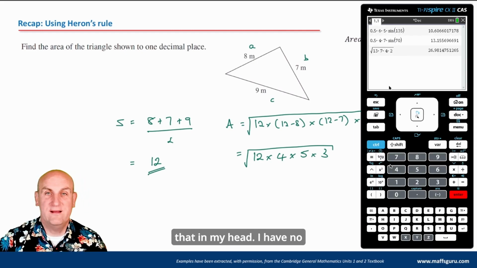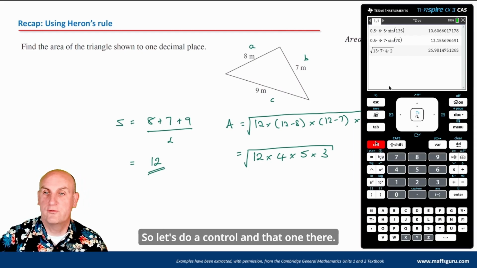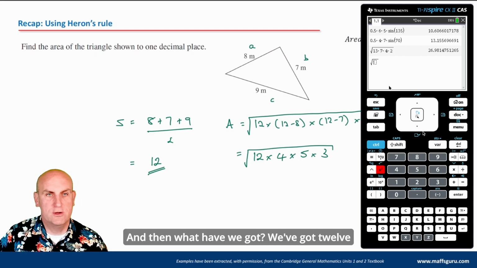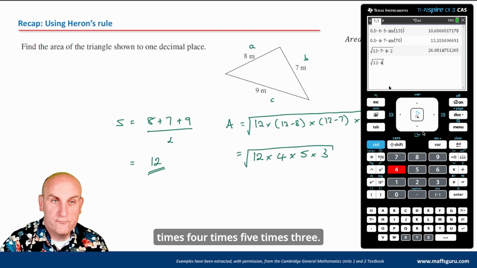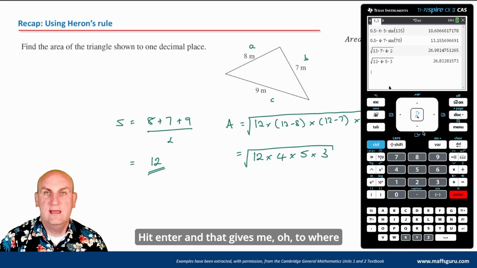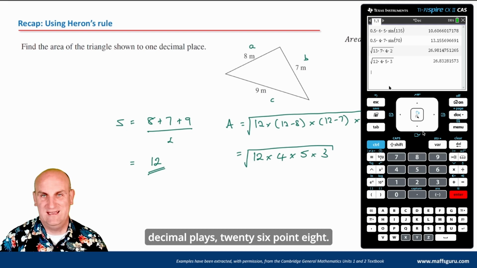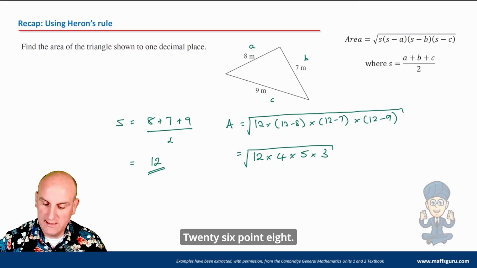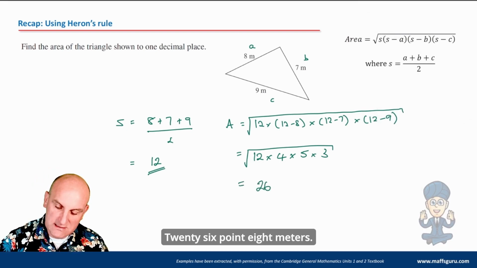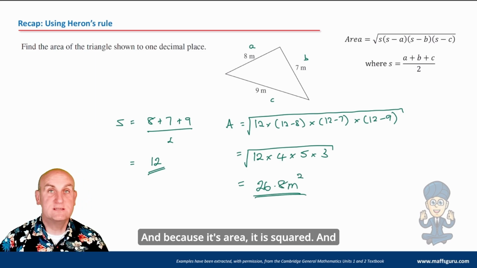Again, cannot do that in my head. I have no interest in doing it in my head. So let's do a control and that one there. And then what have we got? We've got 12 times 4 times 5 times 3. Hit enter, and that gives me, to a decimal place, 26.8. 26.8 meters. And because it's area, it is squared.